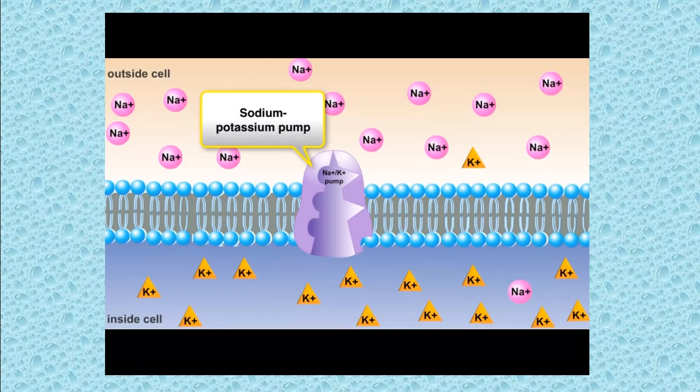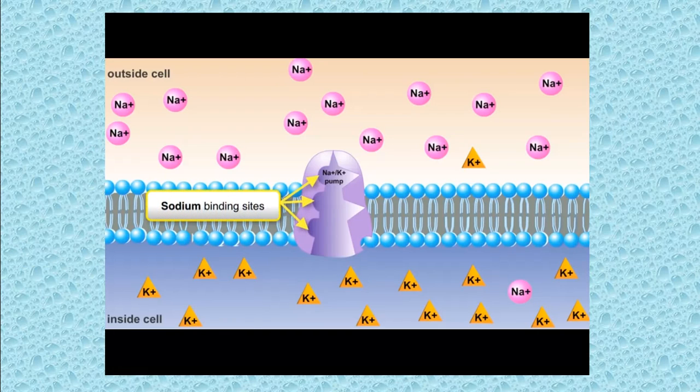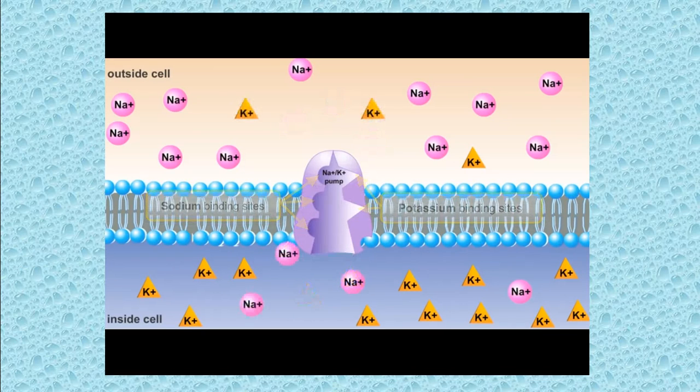The job of the sodium-potassium pump is to move sodium ions, or Na+, out of the cell, and potassium ions, or K+, into the cell. Let's take a closer look at how this happens. The sodium-potassium pump has binding sites for 3 sodium and 2 potassium ions. Let's follow the movement of the sodium ions first.